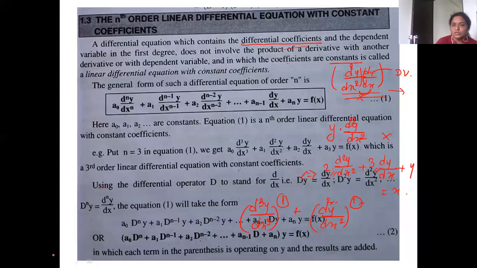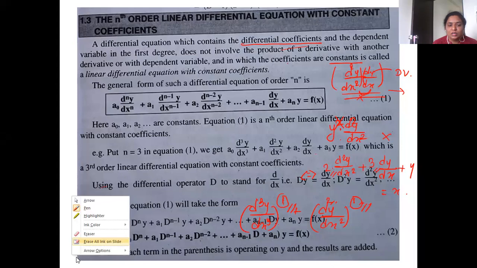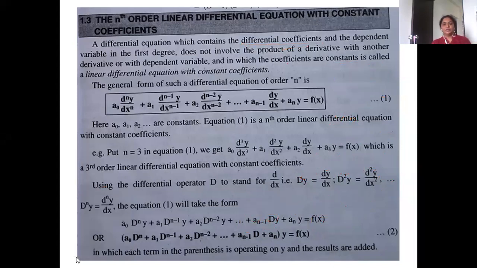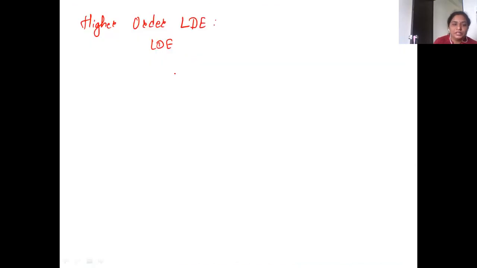A differential equation which contains the derivative and the dependent variable in first degree. The dependent variable should also not be y square, it should always be y, so the degree is always 1. Order can be anything, but degree is always 1. Such equations are called higher order linear differential equations. Okay, so we have written the definition.